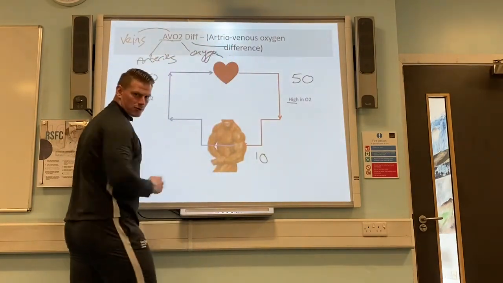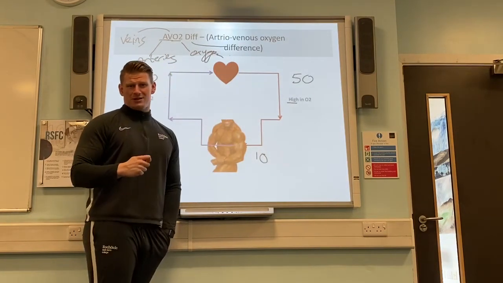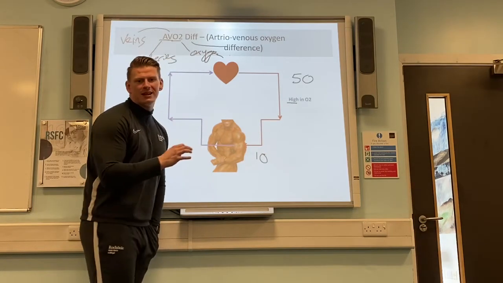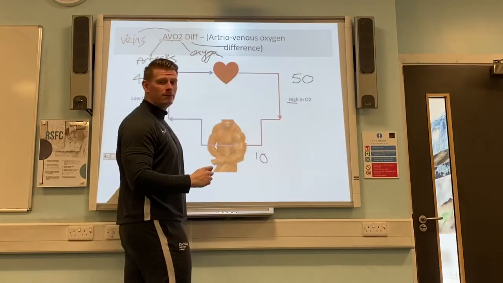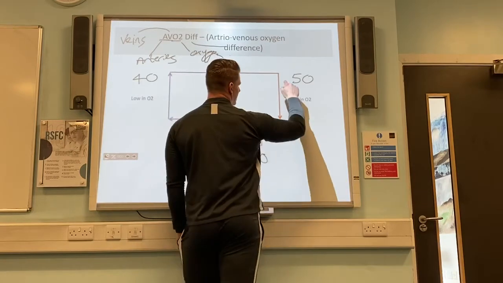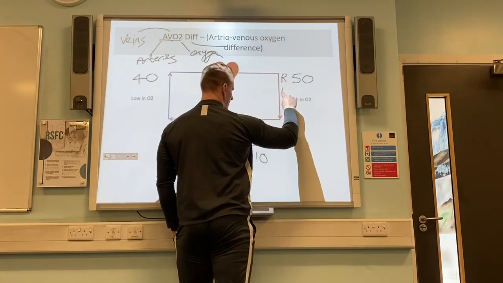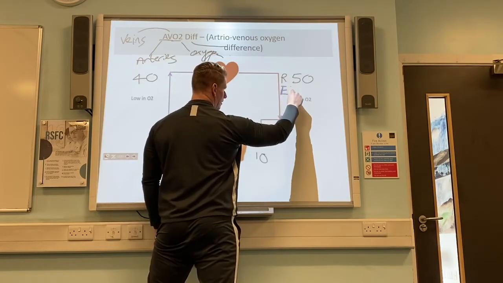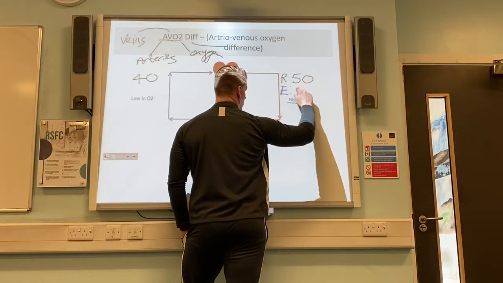I'm in my lungs. My minute ventilation is going to increase, which means there's going to be more oxygen diffusing into the capillaries, which means this number, you guessed it, is going to increase. So let's say this is rest and this is exercise. This number is going to increase, so this might go up to, let's say, 60.